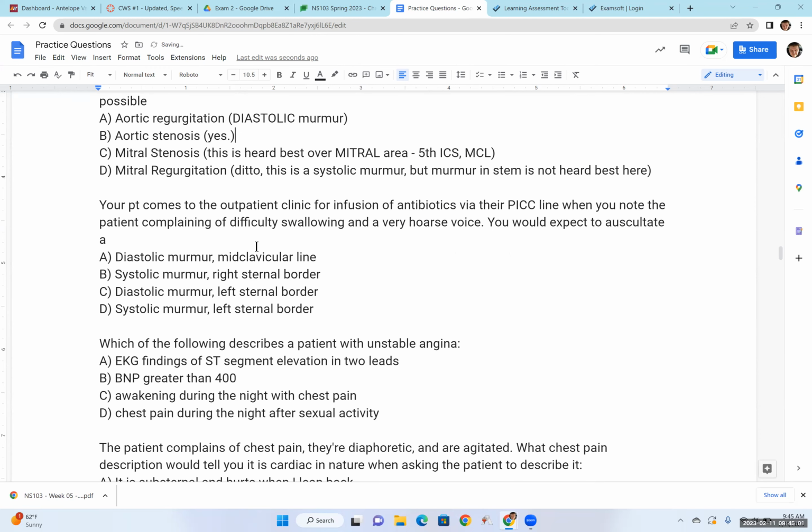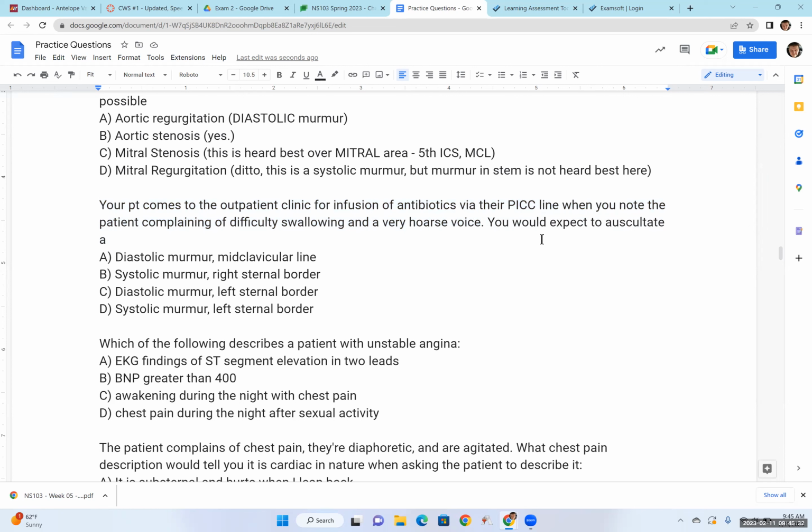Okay, so your patient comes to the outpatient clinic for infusion of antibiotics via a PICC line. The patient is complaining of difficulty swallowing and a hoarse voice. What would you auscultate? So what do they have? They have endocarditis, right? It looks like it. They had a central line for a while and were given antibiotics for something else random. And now they have endocarditis. That's a cause of endocarditis. Endocarditis causes valve issues, right? And you would auscultate what when they have difficulty swallowing and a hoarse voice?